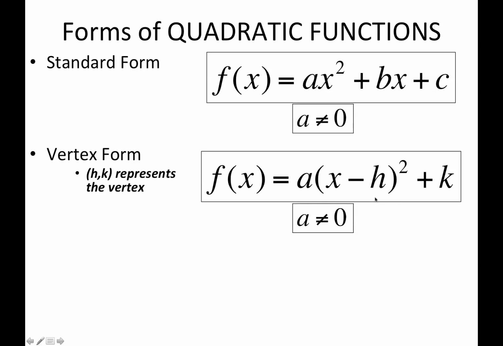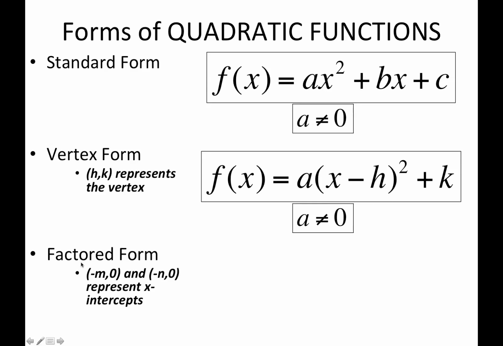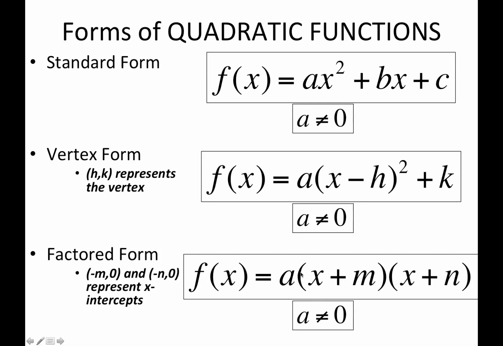So you kind of have it right in the equation there. Again, a is not equal to 0. If a was equal to 0 in this case, you would just have a flat, horizontal line, basically. Alright, in factored form, last but not least here, it's in this kind of form where it's a times the quantity x plus m times the quantity x plus n. Again, with a not equal to 0. And what's great about having it this way is that -m, 0, and -n, 0 represent the x-intercepts. So you have the x-intercept right in the function itself.